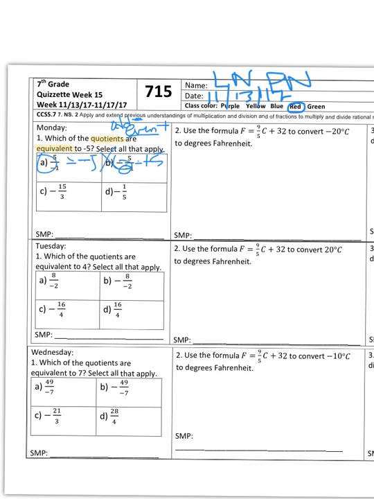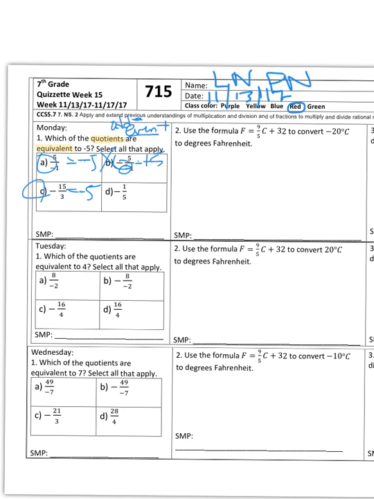Let's look at C. It says -15 divided by 3. 3 goes into 15 5 times, and you keep that negative. So your answer is equivalent to -5. Another way you can observe it is you have one negative, and when you simplify the quotient, it's 5. So -5.